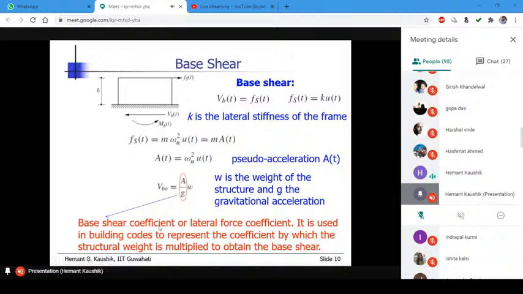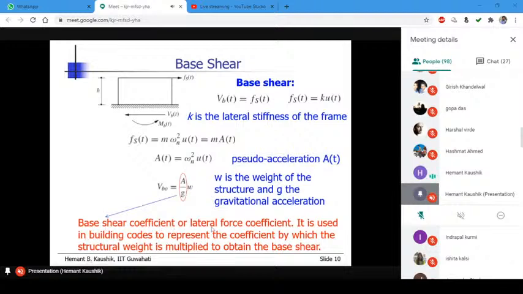So this is yesterday's equation again, that magic equation we discussed, where we multiply that coefficient with the weight, seismic weight of the structure. So this is the derivation of that equation. I hope it is clear. Even if it is not clear now, you can just go through this slide again, and I'm sure it is very simple. You can remember that.